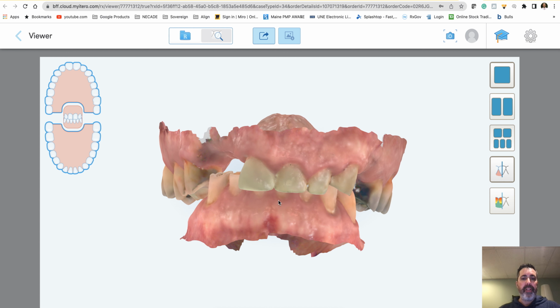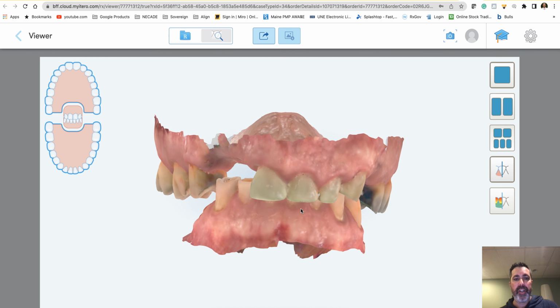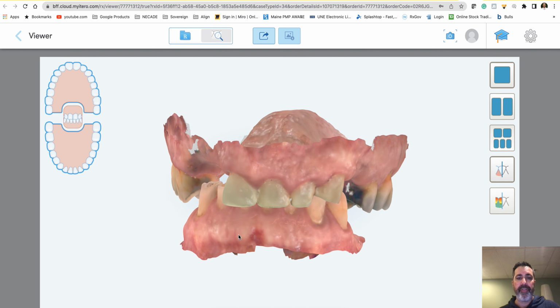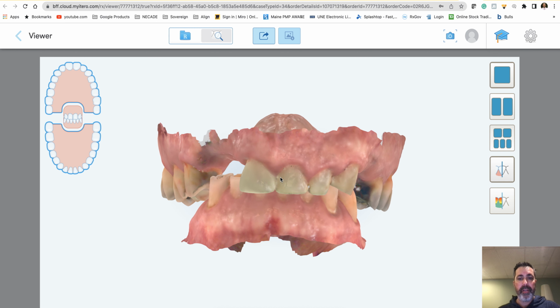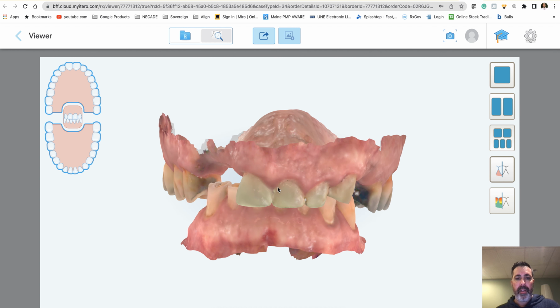But we know we need to build this guy back up. So we have option 1 is removable. Option 2 would be crown and bridge. Option 3 would be crown and bridge with some bone grafting and some implants. And then option 4 is an all-on-4 upper-lower arch. Not a recommendation, but an option.